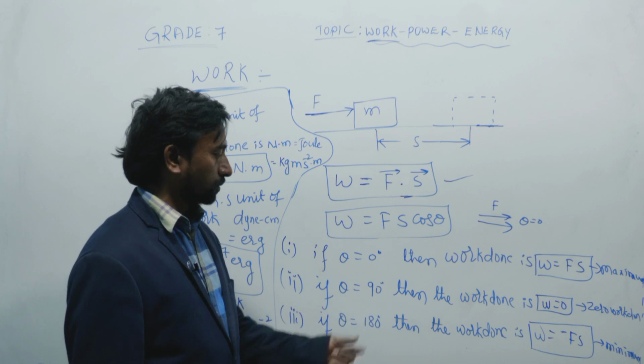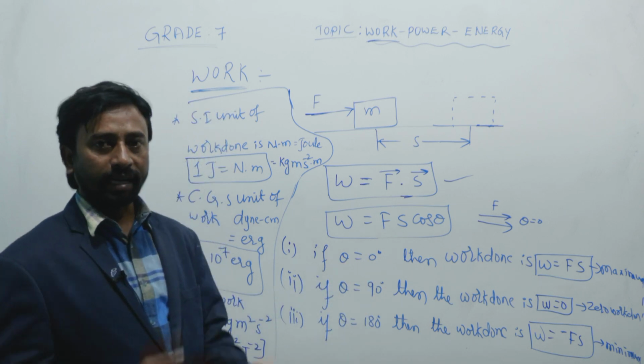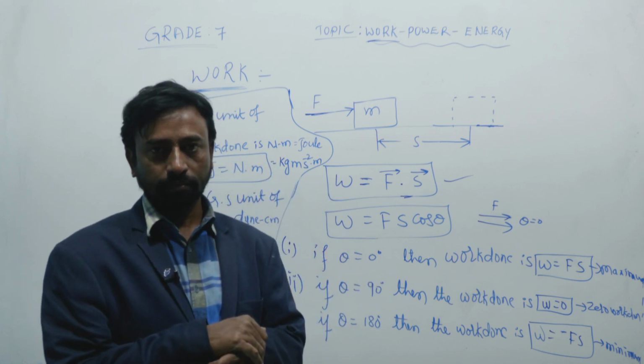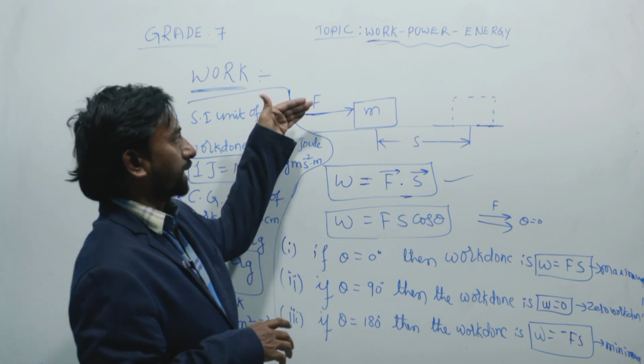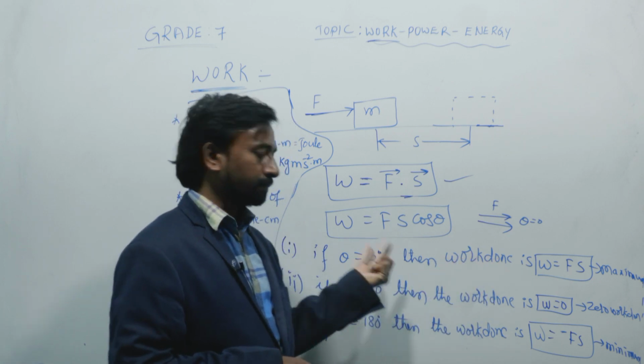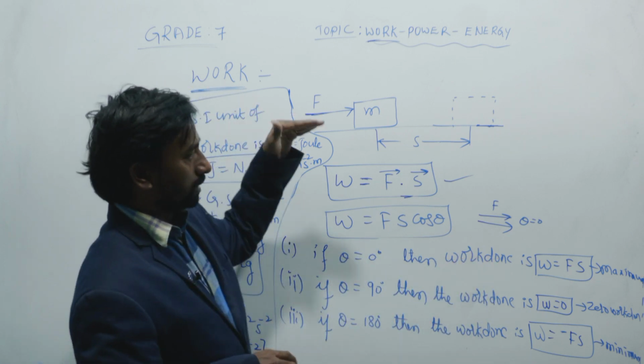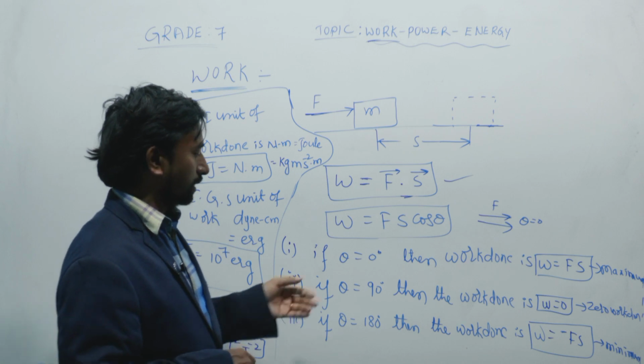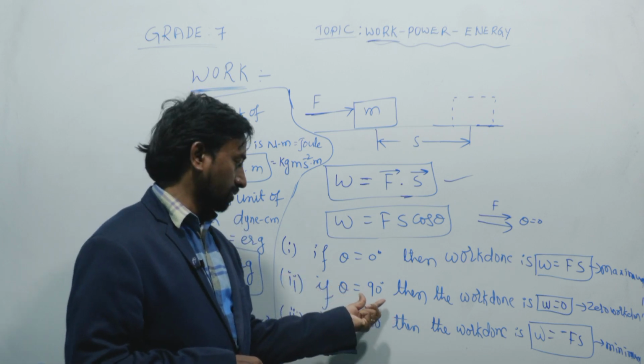If the theta value changes, then the force acts at different angles. If the force acts on the body in the same direction as the displacement, theta is 0, and if the force acts in one direction and the displacement is in the perpendicular direction, that is 90 degrees.